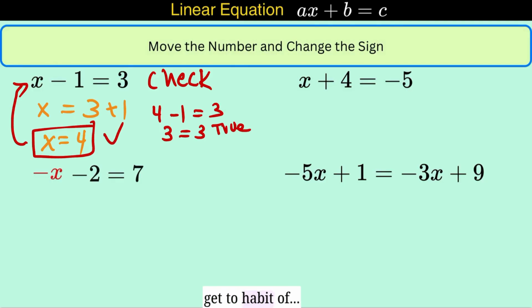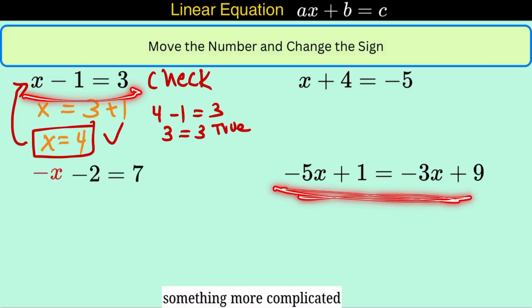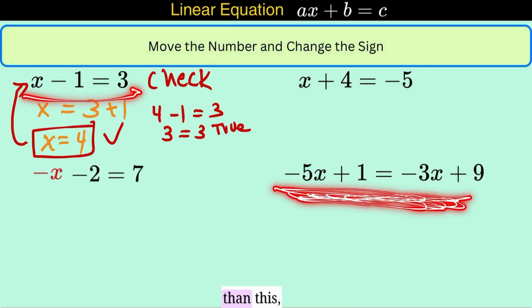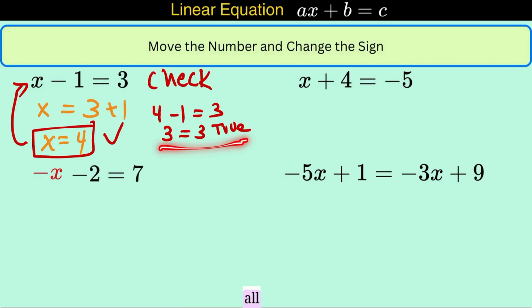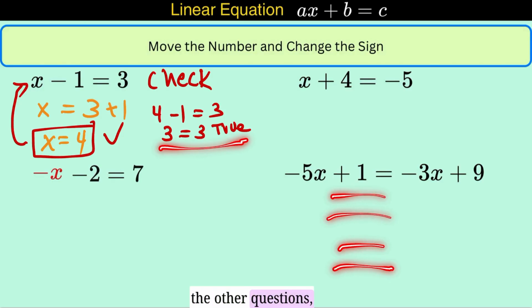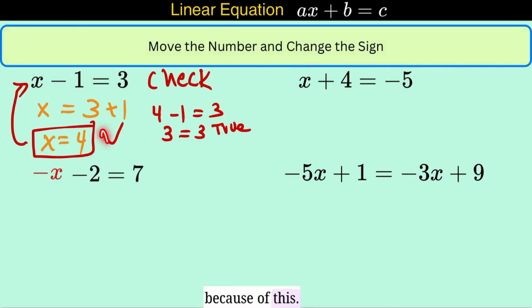You need to get into the habit of checking. It's very important, because in the exam, if they give you something like this, or an even harder equation, something more complicated than this, and you don't check, all the other equations are going to be wrong because of this. Now this one in here.